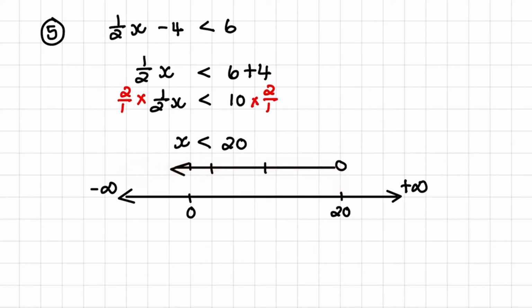And for our interval notation, we have negative infinity as our minimum value with a curved bracket, and 20 as our maximum value, also with a curved bracket, showing that x cannot be equal to 20.